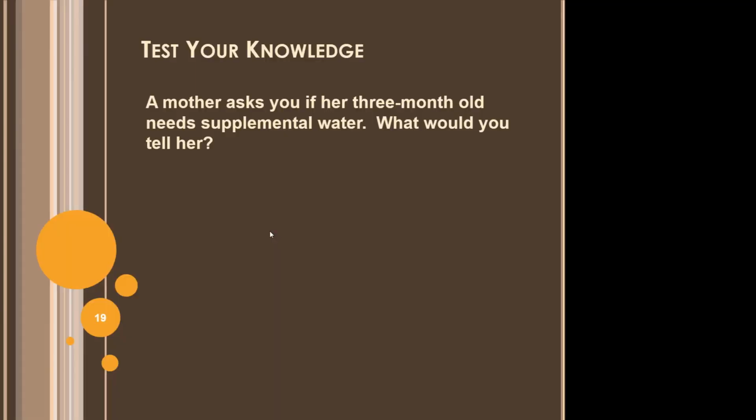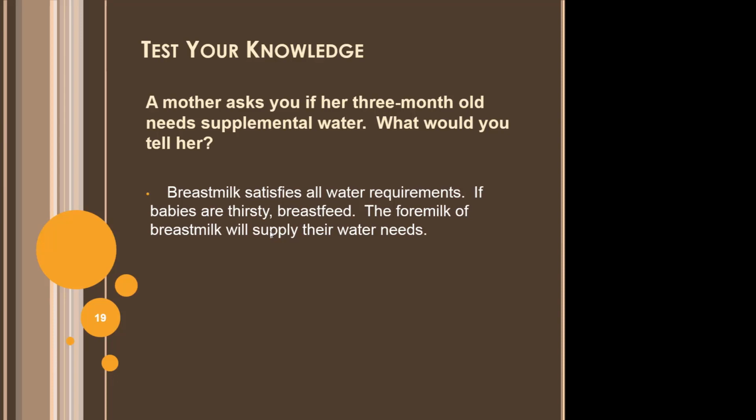So we're coming up to this module's first test your knowledge slide. A mother asks you if her 3-month-old needs supplemental water. What would you tell her? Breast milk satisfies all water requirements. If babies are thirsty, breastfeed. The foremilk of breast milk will supply their water needs.